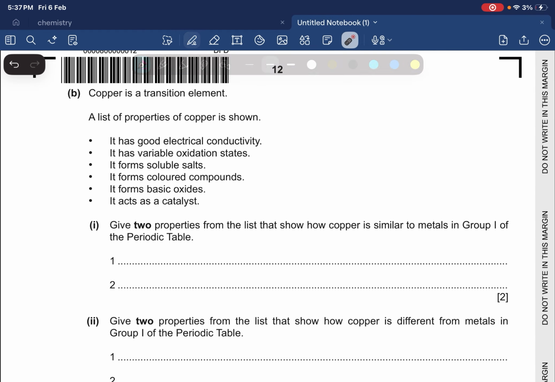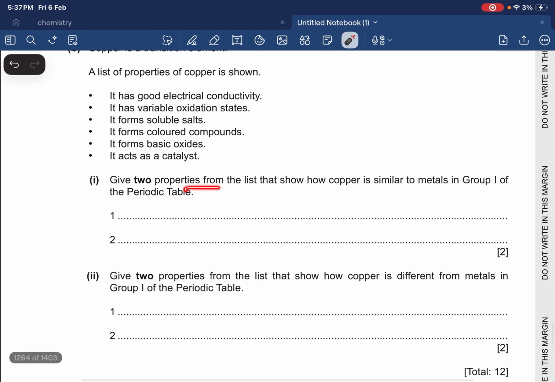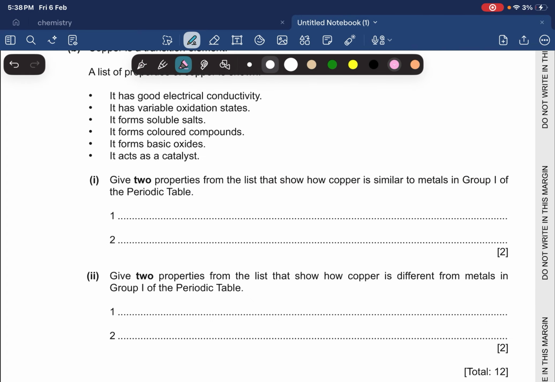Copper is a transition element. A list of properties of copper is shown. Give two properties from the list that show copper is similar to group 1 metals of the periodic table. Good electrical conductivity is also a property of group 1, so that's going to be one. Variable oxidation states: group 1 doesn't have it. It forms soluble salts, okay, we can think about it.